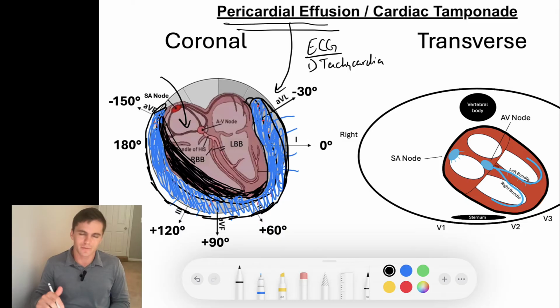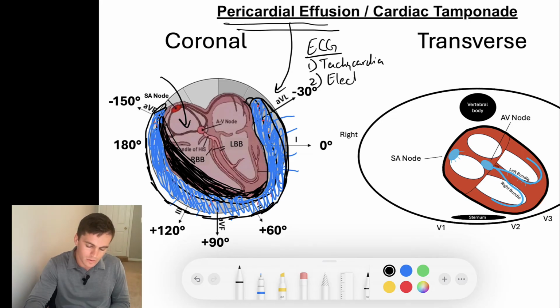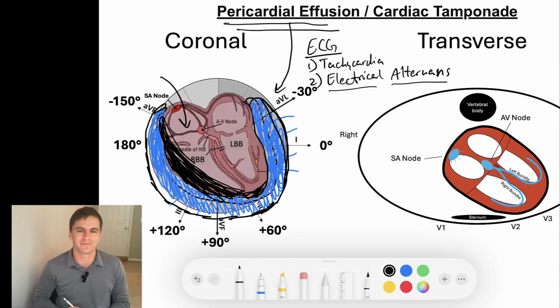You're also going to see something really interesting, and it's called electrical alternans. You're not going to see this every time. Electrical alternans, alternating electrical signal, right? So electrical alternans. Why do we get electrical alternans?